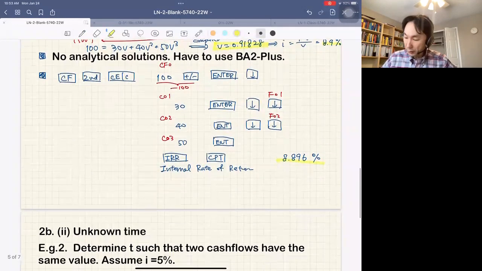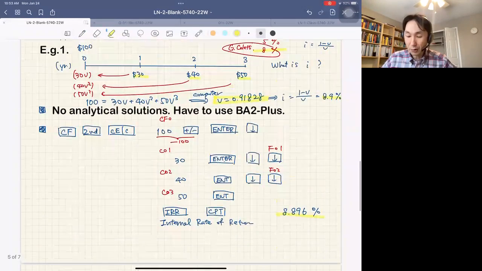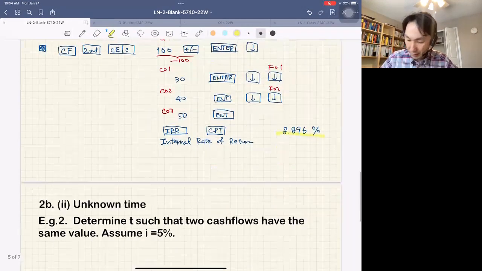Yeah, so this is the often useful function. Usually in investment, you have an initial investment of $100, and it makes cash flow of $30 after a year, $40 after 2 years, and $50 after 3 years. And what's the return of investment? That is 8.9% here.